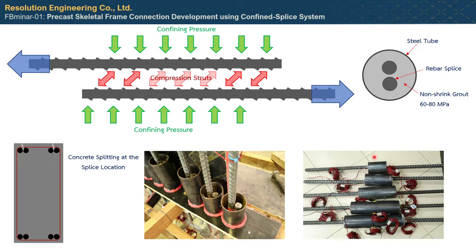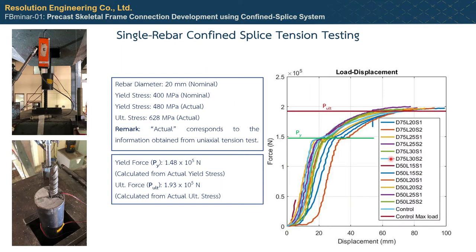Well, when I decide, I use the bigger number just for peace of mind. But every time I have to test, because it is categorized as mechanical splicing. So ACI will require that the capacity of the splice must be beyond 1.25 times the nominal yield strength of the rebar. So the series of the splice was tested in the UTM.